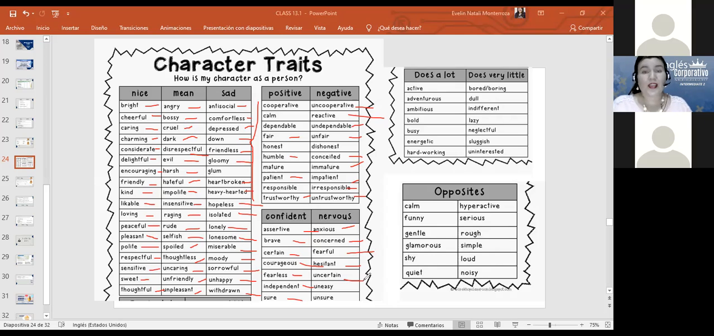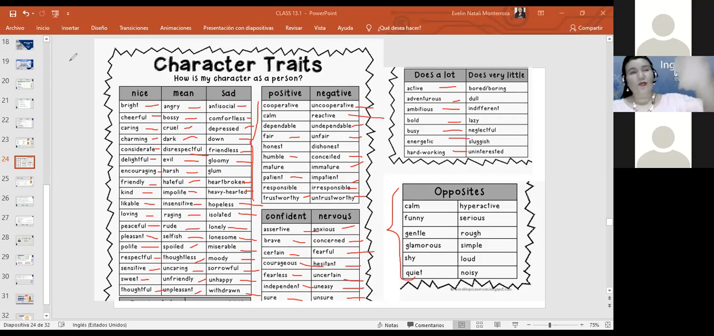The next one, uncertain. We never know. Uneasy, que no es fácil para nada. And unsure, it's like, sí, yo creo que sí es. No, quizás no, right? Unsure, that you are never sure about what you are doing. And for sure, these ones are opposites, like what we were studying. And a person who does a lot is active, adventurous, ambitious, que quiere muchas cosas, bold, es despiadado, right? Busy, ocupado, energetic, and hardworking. Those were the ones that we were studying today.